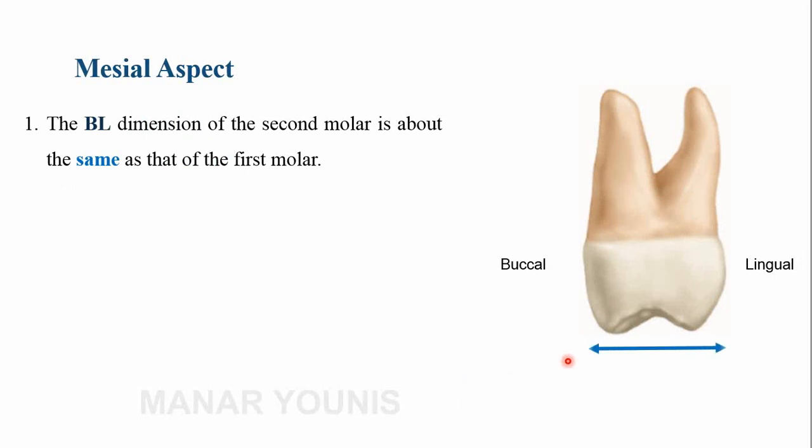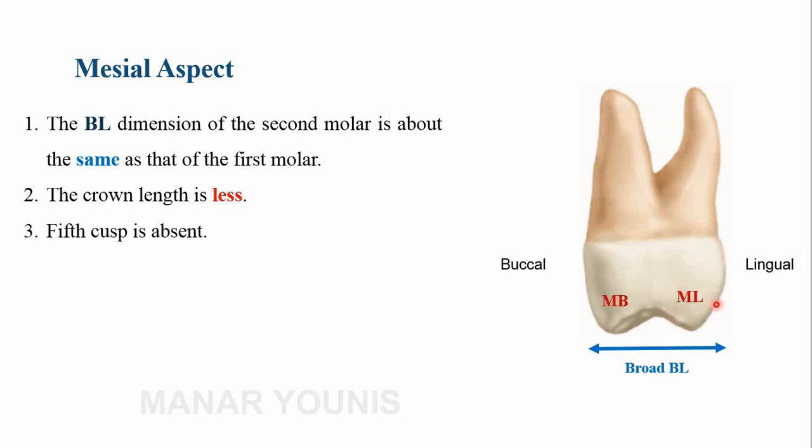From mesial aspect, regarding dimensions, the buccolingual dimension of the second molar is the same as that for maxillary first, so it's broad buccolingually. However, the crown length is less. The fifth cusp is absent. If we examine the lingual aspect, two cusps only can be seen, mesiobuccal and mesiolingual. We can identify buccal from the lingual from root outlines. The lingual root is banana-shaped and slightly longer than the wider or broader mesiobuccal root.